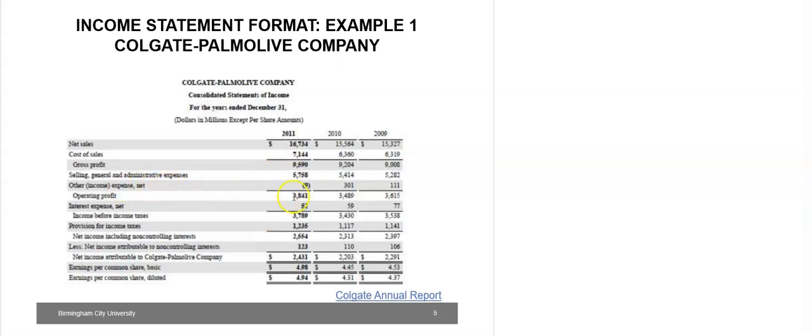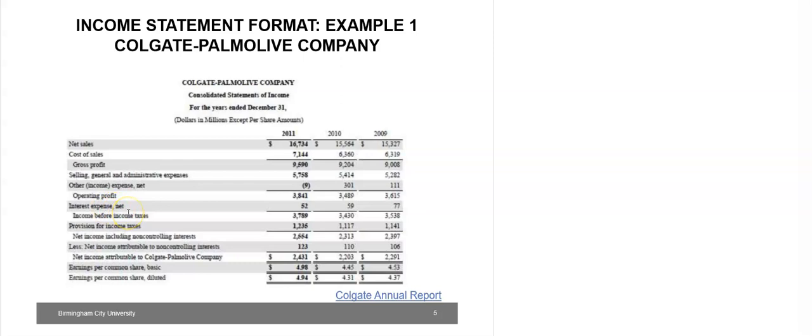Deducting selling, general and administrative expenses and other income or expenses adjustment from gross profit results in operating income, and that operating income is then adjusted for interest expenses, which has the word net in front of it, which means that this is adjusted for interest income. So the amount here represents net interest expense, which is adjusted for interest income if any.